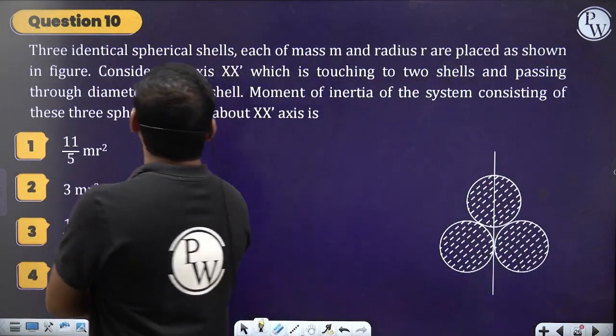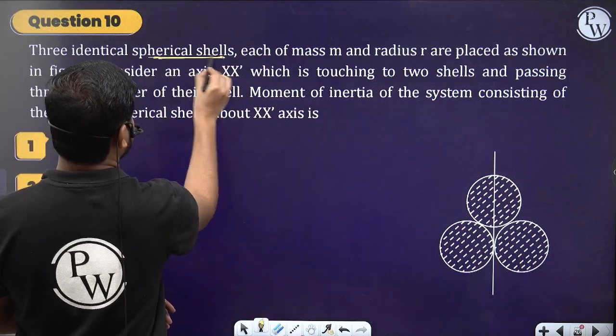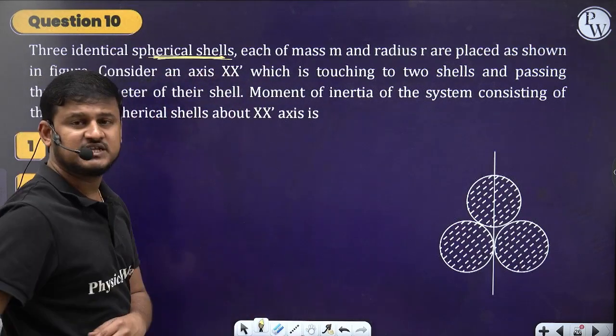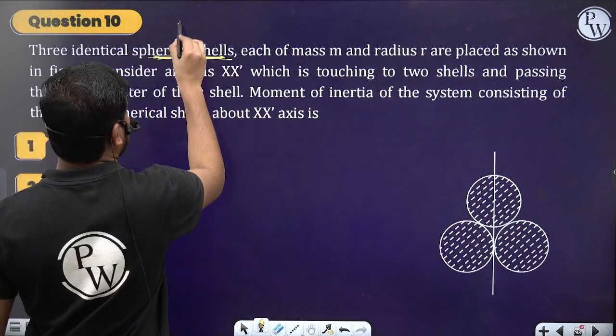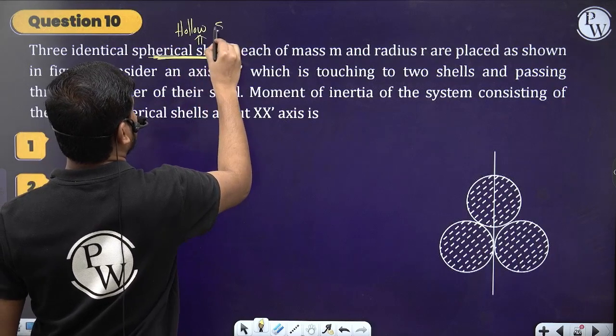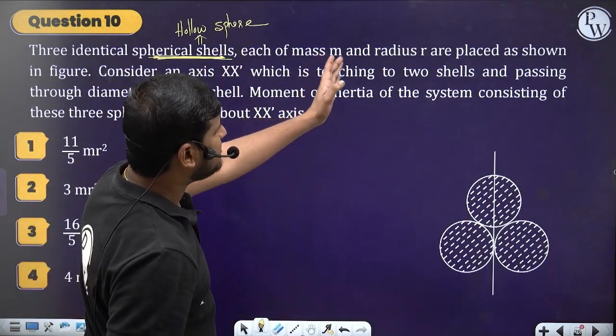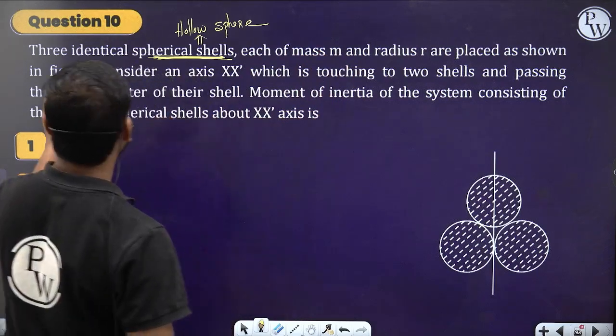So, 3 identical spherical shells. Spherical shells means what we should consider? Spherical shell means hollow sphere. This indicates the hollow sphere. Okay, so each of mass m and radius r placed as shown in the figure.